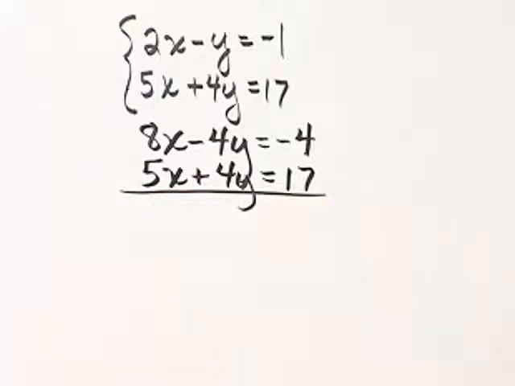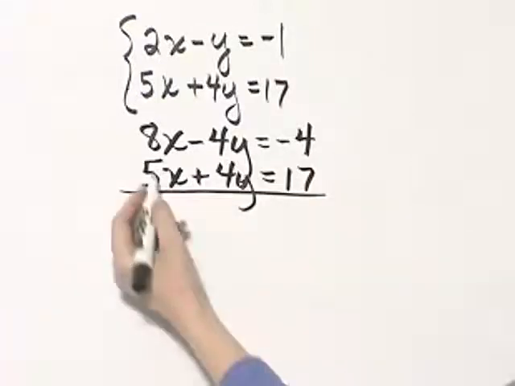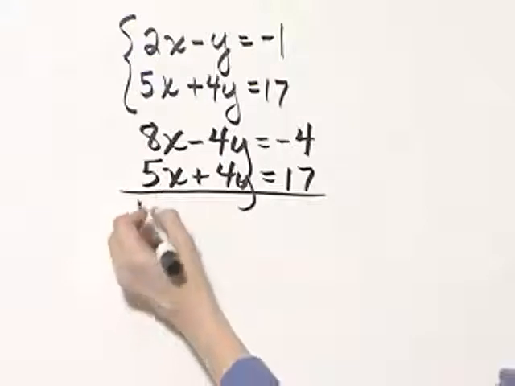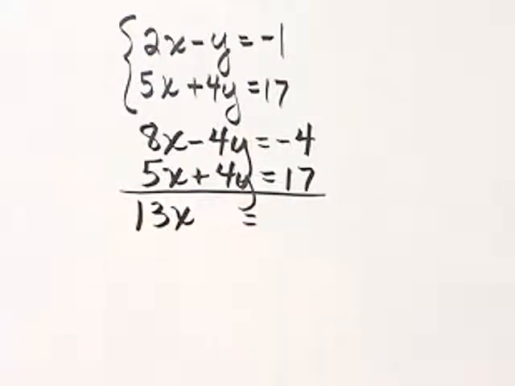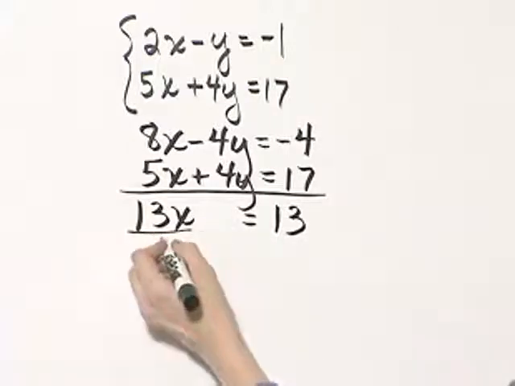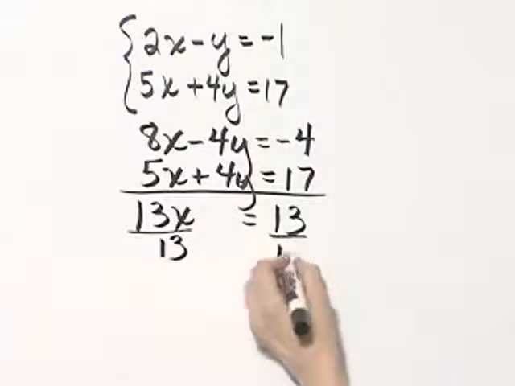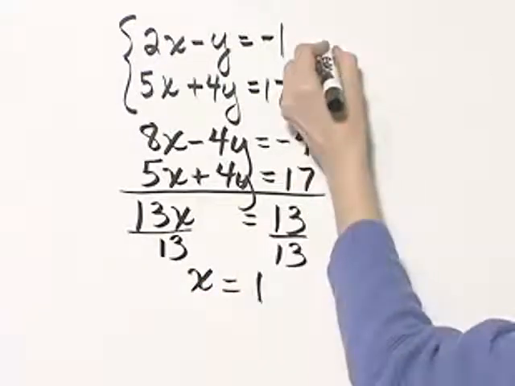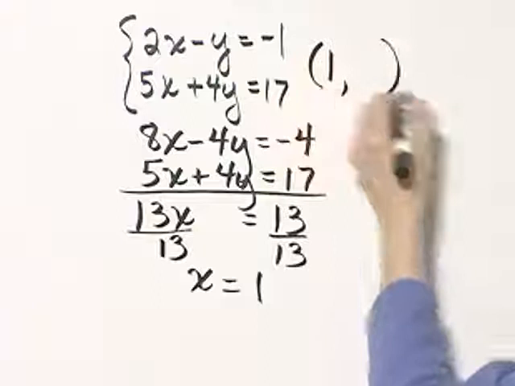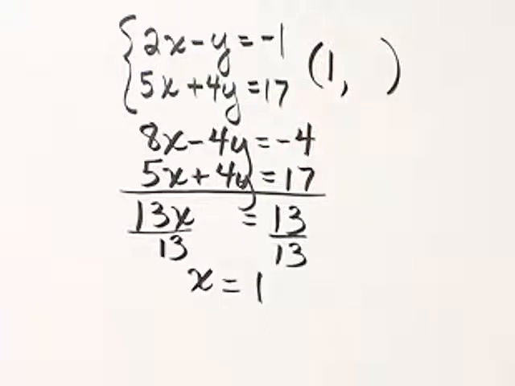And now look what happens. I can add the two equations, 8x and 5x, that's 13x. The y's subtract out, and I have 17 minus 4, 13. I can now solve for x. I'll divide both sides by the coefficient of x, which is 13, and I have x is 1. So it looks like we have a single ordered pair solution.